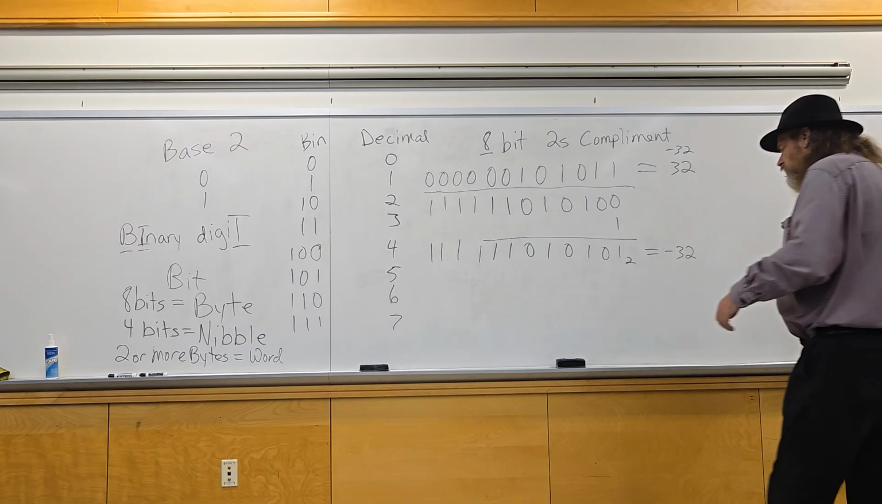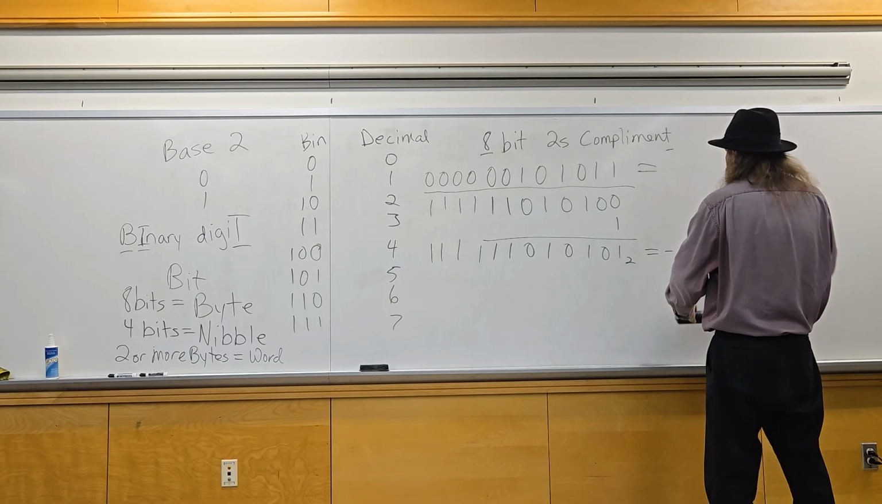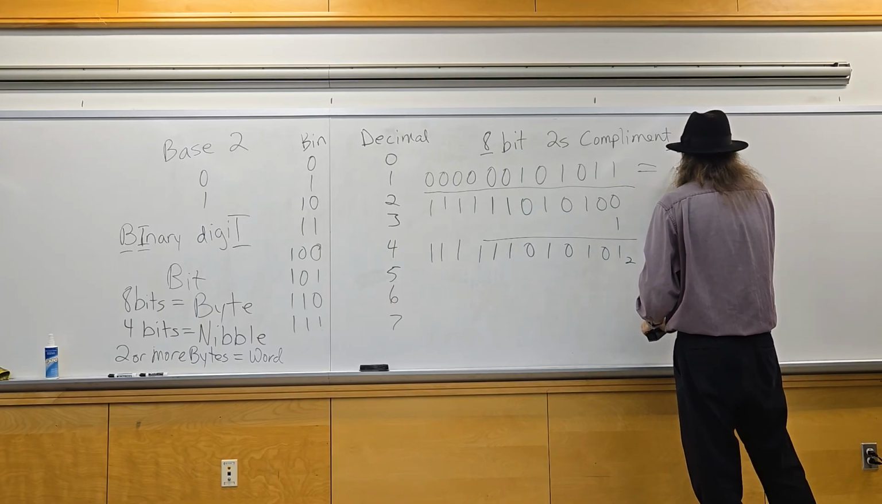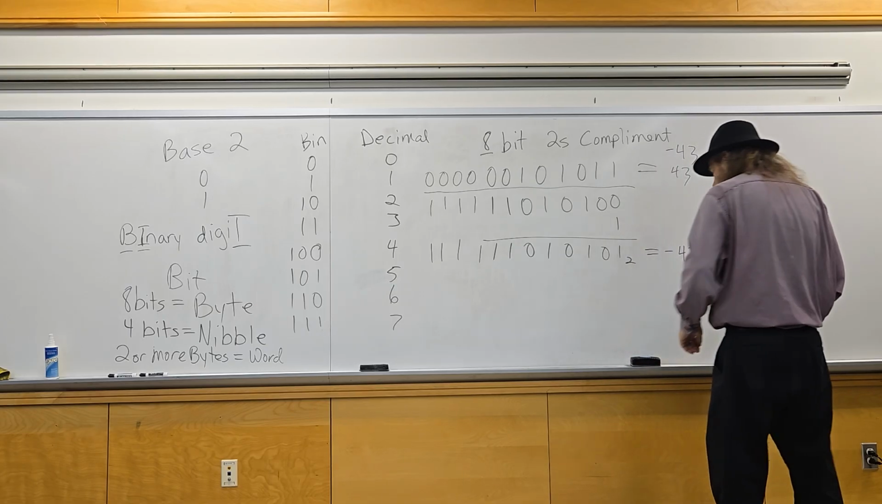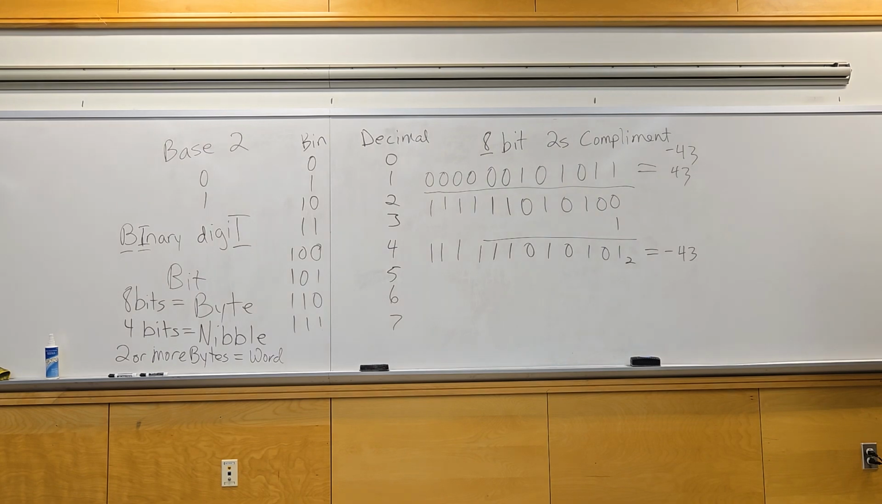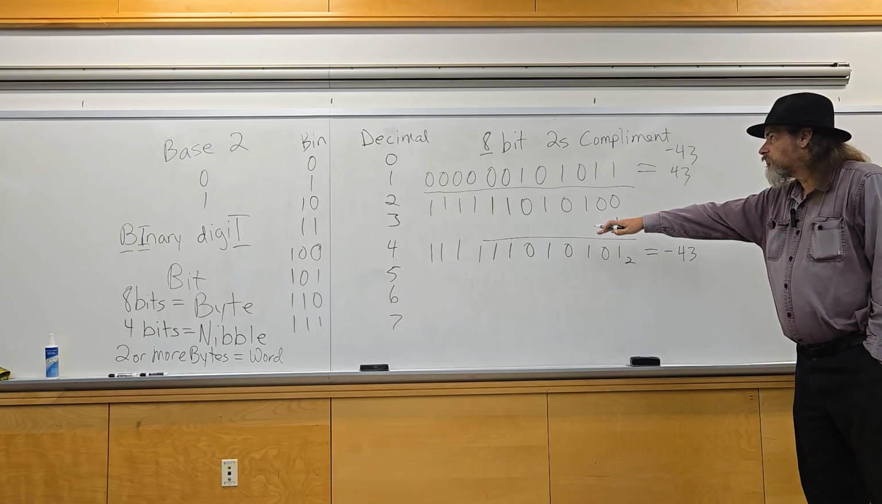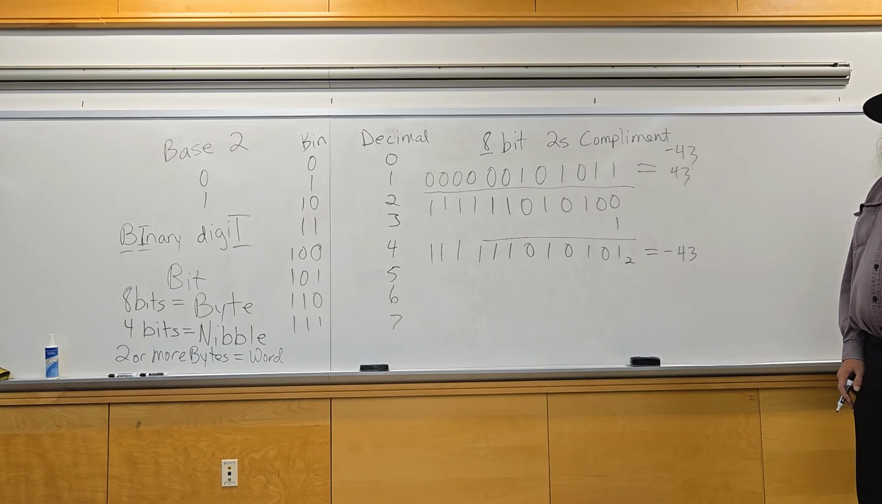Oh, 40. Oh, I'm sorry. Yeah, the example was 43. You're right. Thank you for that. Yeah, 43, and then negative 43 as, in this case, a 12-bit 2's complement negative number. Okay? Got your heads wrapped around that one?